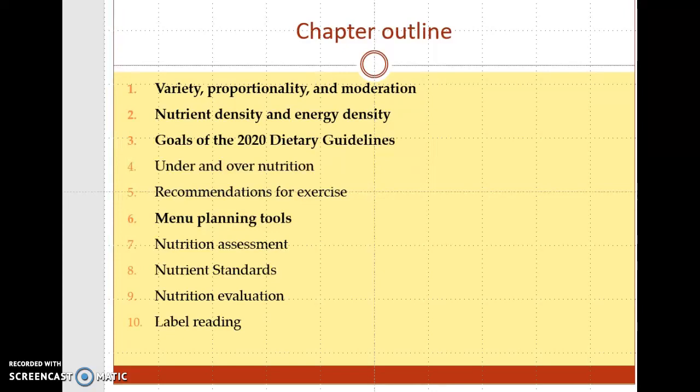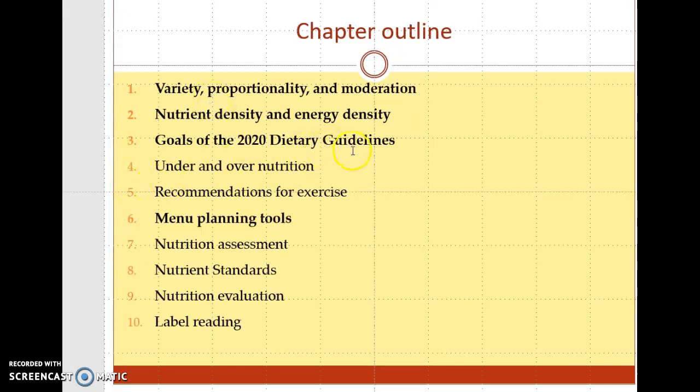We're talking about getting foods that provide the right variety, which means that we can get the right nutrients. So you don't need to think about every individual vitamin and mineral each day if you get a variety of foods. Proportionality means talking about the actual serving size, like are we getting the right amount? And moderation is making sure that we just balance our calories that we need with the calories that we expend. We'll compare nutrient density with energy density.